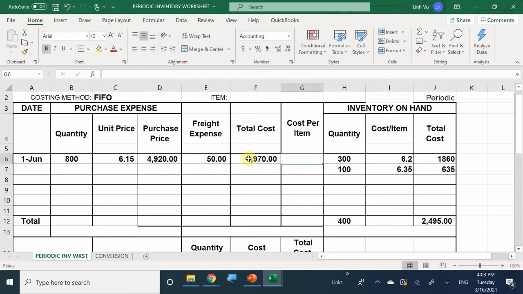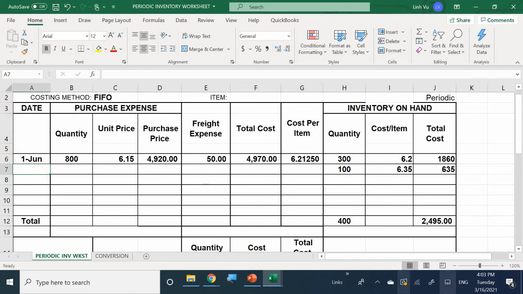And how much is it going to cost me per item? $6.2125. Is that $6.21 even? No, $6.21 and a quarter. Okay. So again, this isn't an even number, but that's okay, we can figure things around it, okay?